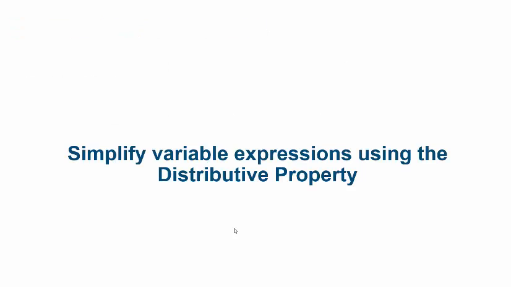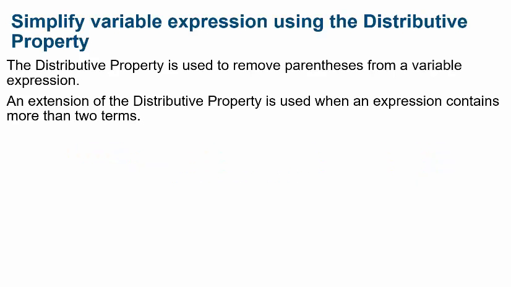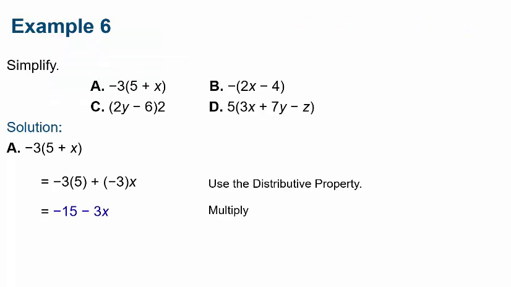All right, so now we're going to talk about simplifying expressions using the distributive property. What the distributive property is used for is to remove parentheses from a variable expression. So an extension of the distributive property is used when an expression contains 2 or more terms. That's basically what we're using it for. Okay, so I want to simplify these. So there's a bunch of problems here.